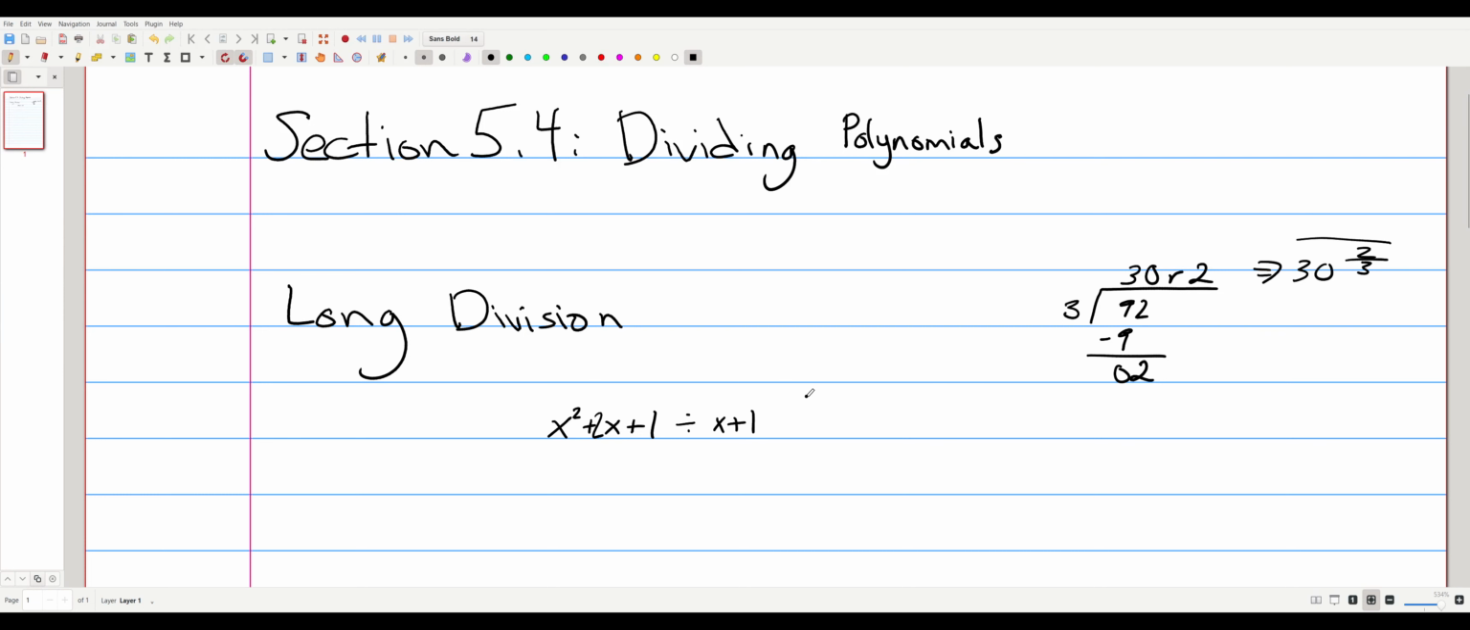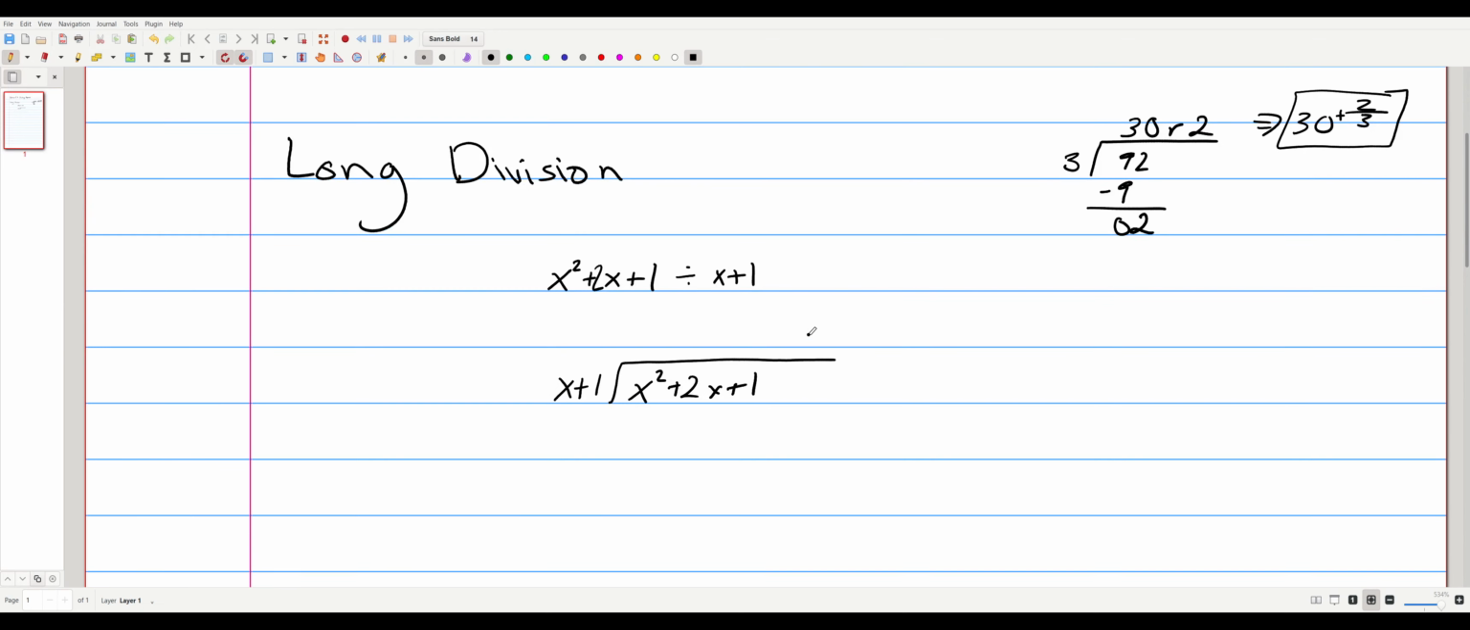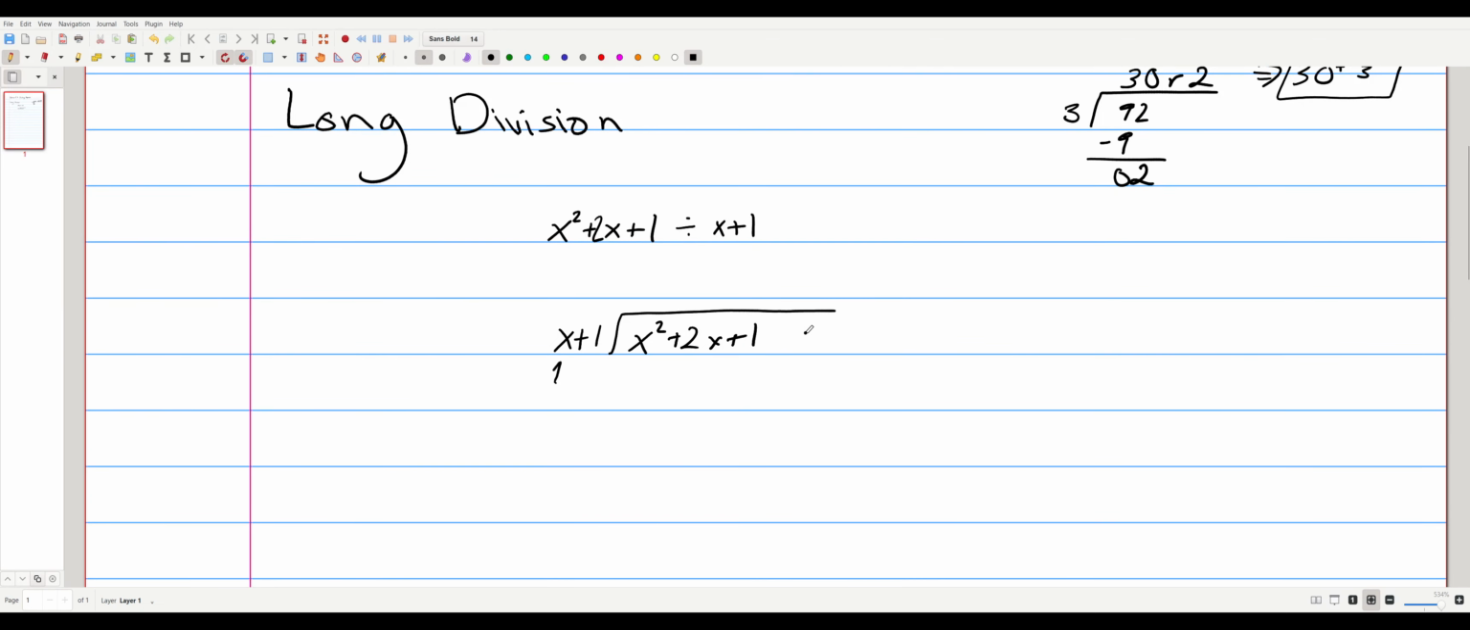And so this is how we're essentially going to label our answers when we're doing long division via polynomials. And recall that what does 30 and 2/3 mean? It technically means 30 plus 2/3. So let's look at this polynomial long division as an example. If we wanted to write this via long division, this would look like x plus 1 dividing into x squared plus 2x plus 1. And so what you're asking yourself is you're looking at the first term here, and how many times does x go into x squared?